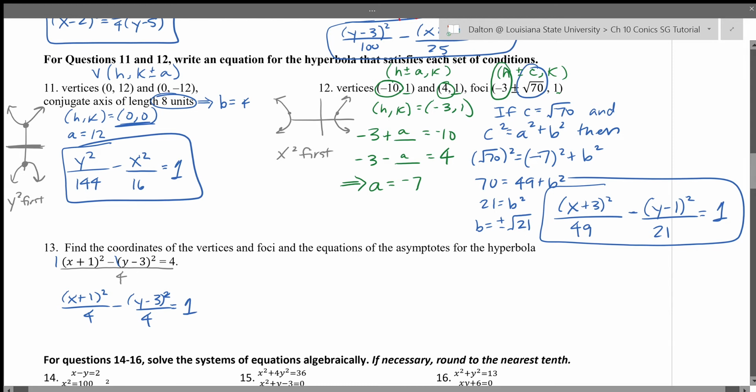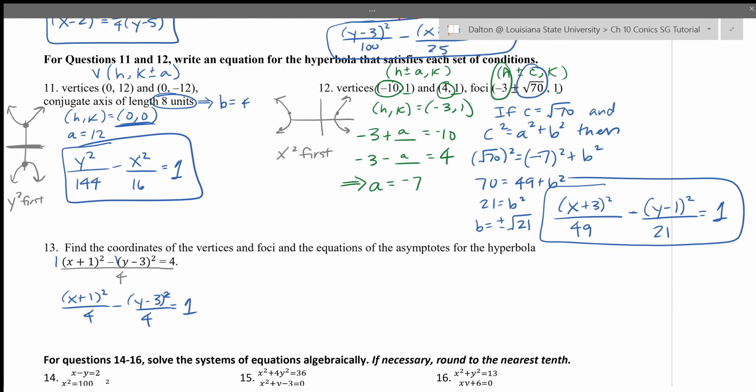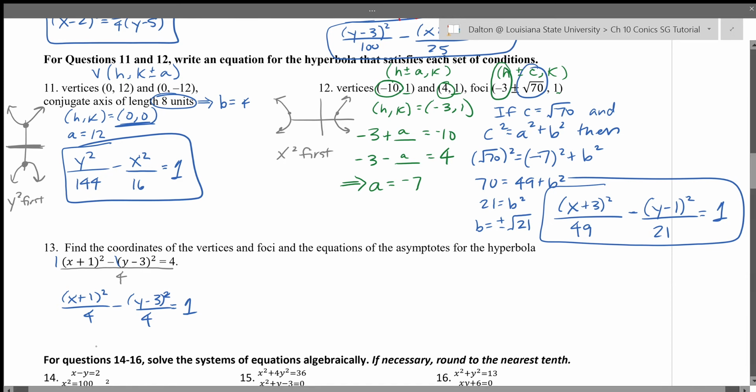So the first parts, we don't really care where the center is as a part of the answer, but you definitely need to know that in order to find the vertices and the foci. So I'm going to say, okay, I know that the center is going to be at -1, 3. Okay, so the vertices, let's find those first.